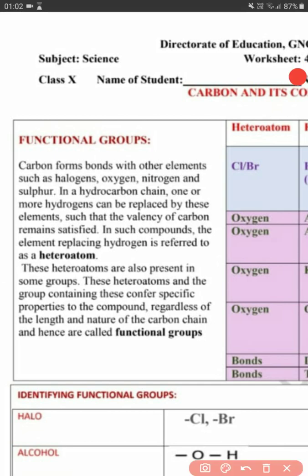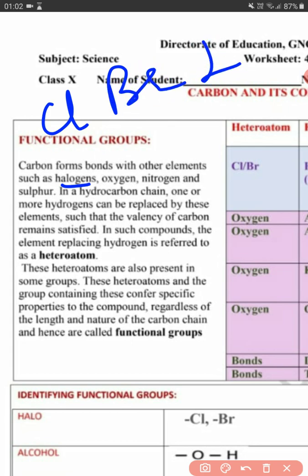As we know, carbon forms bonds with other elements, and these other elements can be halogens. Halogens are chlorine, bromine, and iodine. These are known as halogens. Other elements are oxygen, nitrogen, or sulfur.